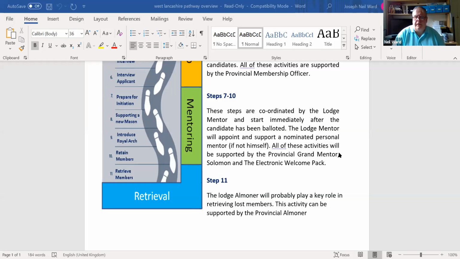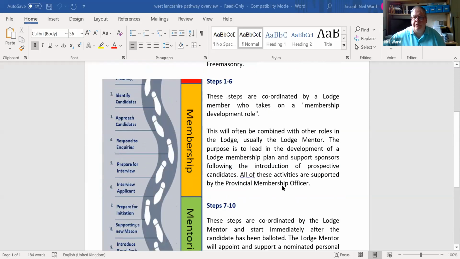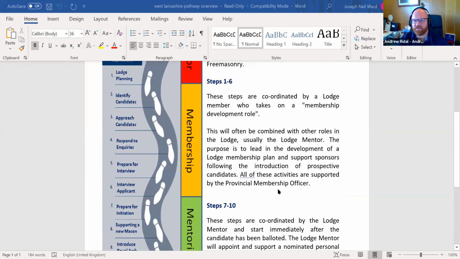If we do leave any, that's step 11, and there's a retrieval system in place in West Lancashire, which is not in my remit, so I'm not going to pass any comment on that. But I'm sure, is Stuart waving, Andrew? He is, and he's unmuted.